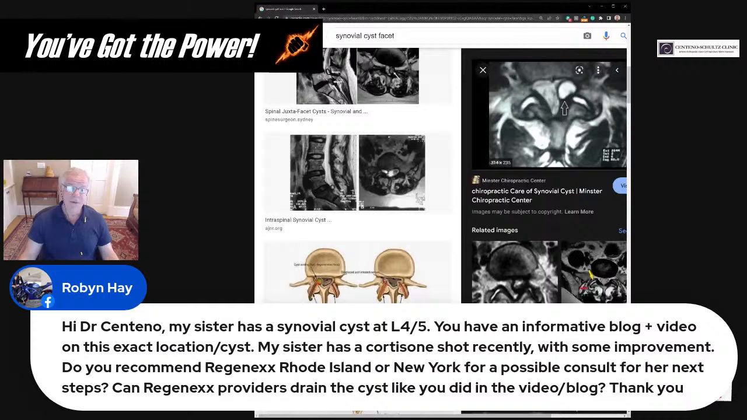Now you've got a couple options with a synovial cyst. One is you can try to reduce swelling in the joint. So you can do cortisone, not real healthy for the joint. It's probably going to cause more problems down the road. Or you can do PRP in the joint.